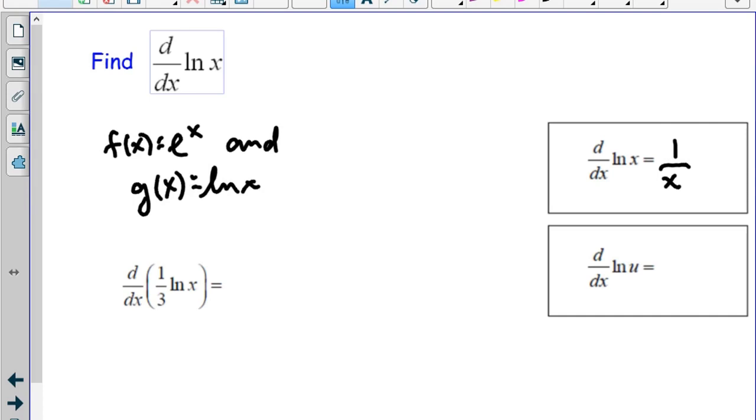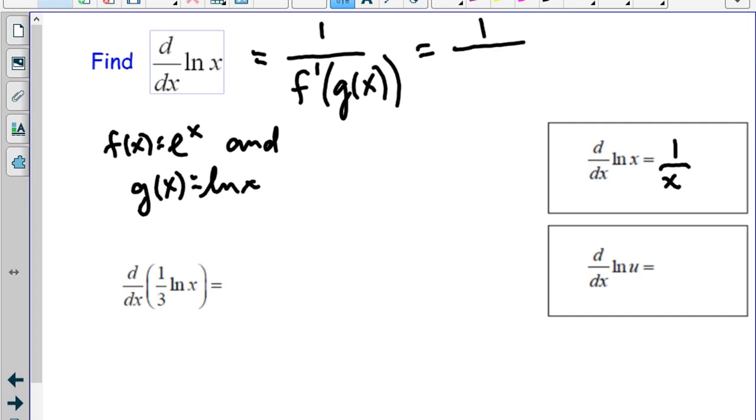So if we want the derivative of the natural log of x, which we're calling g of x, this is going to be equivalent to 1 over f prime of g of x, because that's our rule for inverse function derivatives. So g of x is natural log of x, and the derivative of f of x is e to the x. So we can say e to the g of x, which is natural log of x, this is 1 over x. And so that's something that we can kind of show why that works.